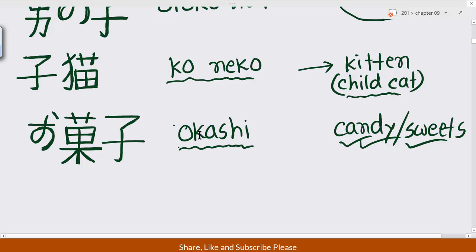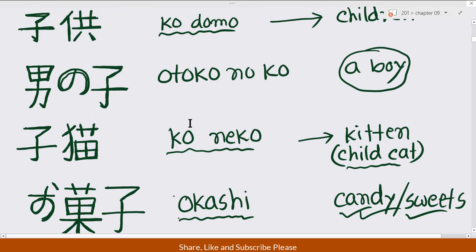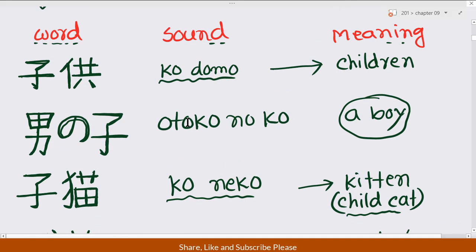So here are 4 words: okashi, ko neko, otoko no ko, kodomo.